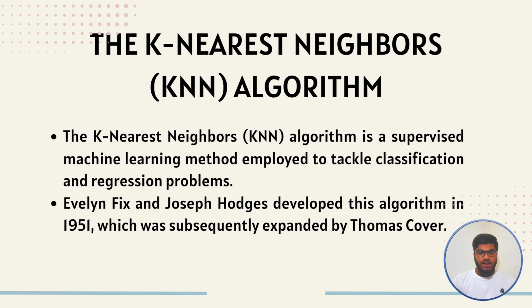The k nearest neighbors algorithm is a supervised machine learning method employed to tackle classification and regression problems. This KNN algorithm is used for both classification and regression problems. Evelyn Fix and Joseph Hodges developed this algorithm in 1951, which was subsequently expanded by Thomas Cover.